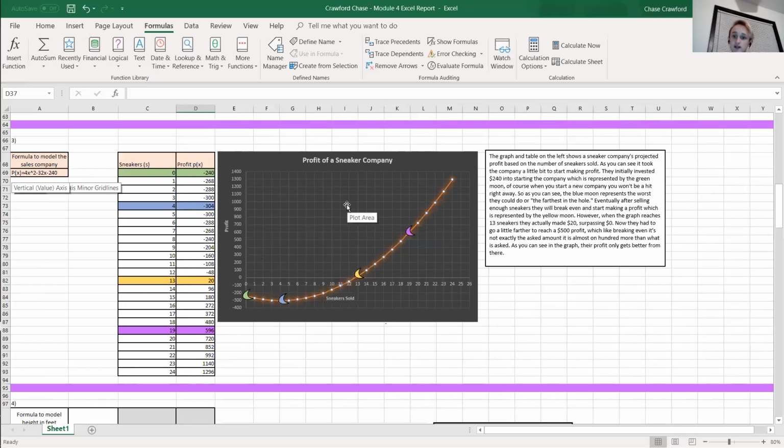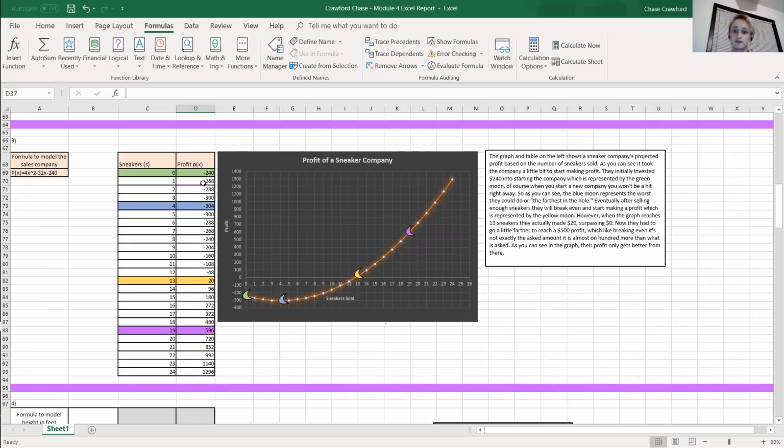As you can see, the company took a little bit to start making a profit. They initially invested $240 to start it, which is represented by the green moon right here on the graph and right here on the chart.